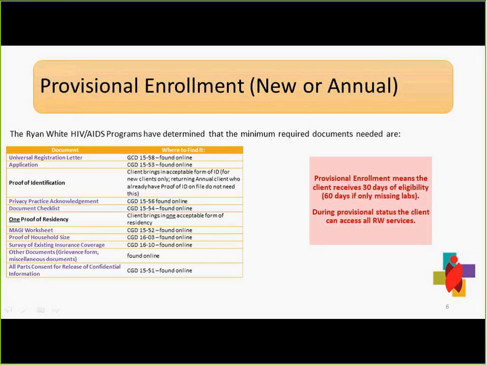The Ryan White HIV/AIDS program, Parts A, B, C, and D, have determined the minimum required documents for provisional eligibility. You will notice that this list of items looks very similar to what is required of clients at the brand new or annual appointment, with the exception of a few documents. The items in black are literally the only things that a client brings with them to this appointment. The remaining items are provided by eligibility specialists.